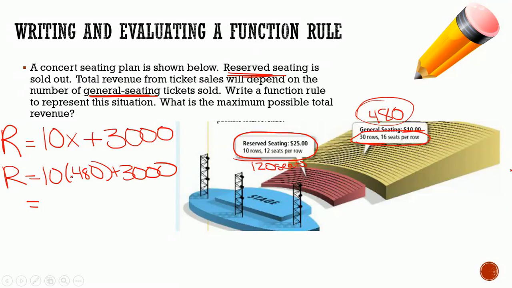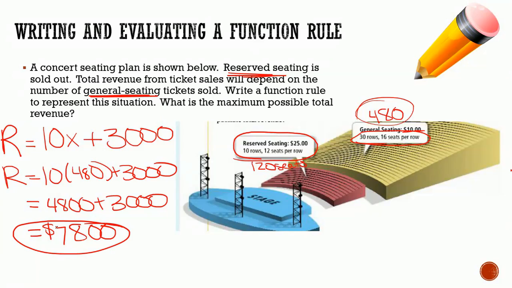So 10 times 480 is 4,800. I'm going to add 3,000. So 4,800 plus 3,000 is $7,800. $7,800 is the maximum possible total revenue that I can make if I fill every single one of my seats.